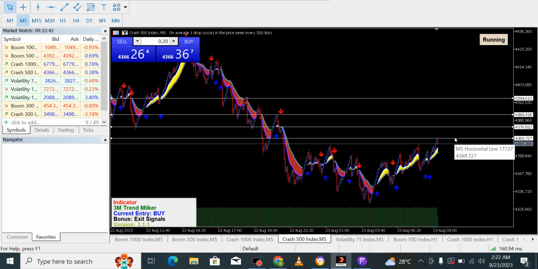It's not compulsory you wait for it to hit all the TPs. You can always pull out whenever you have gotten enough profit right from here. So this is very, very important, so you guys can take advantage of all these opportunities to milk the market successfully.